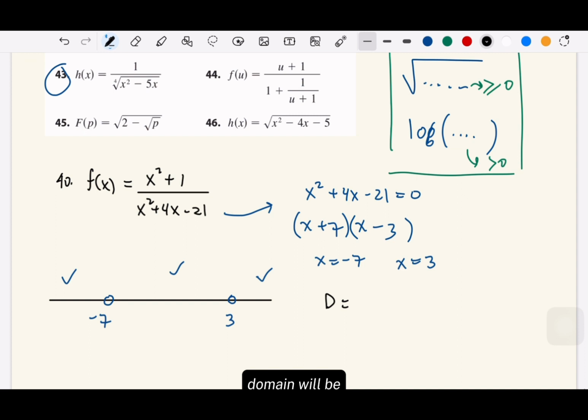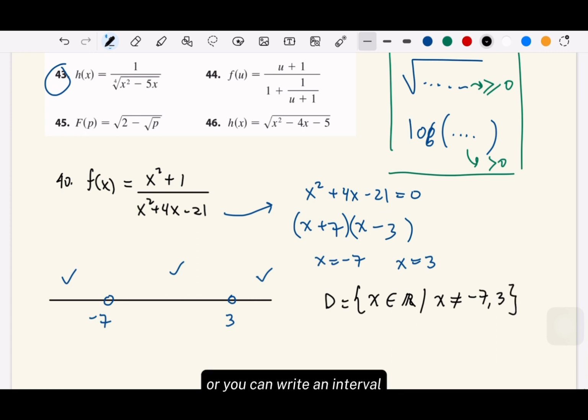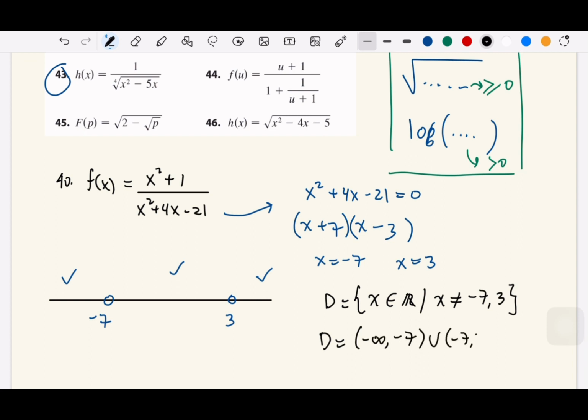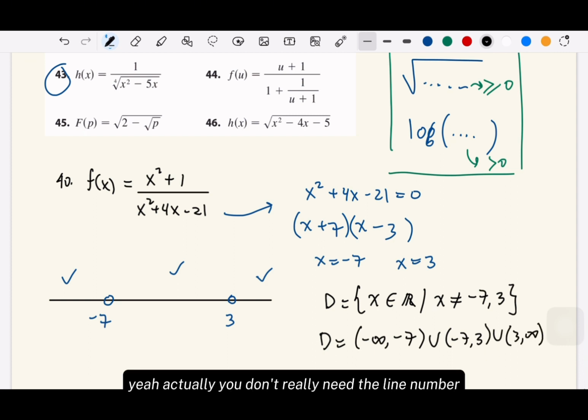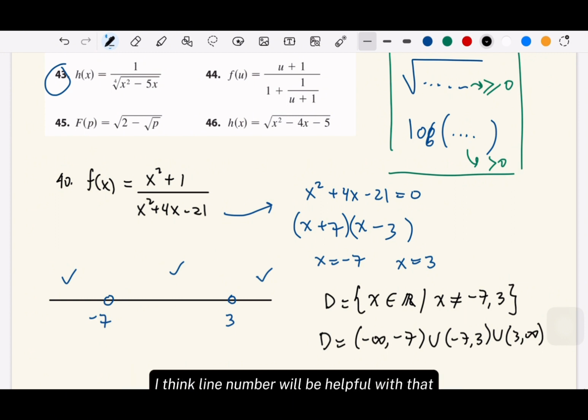the domain will be x, if you want to write it that way, x is all real numbers and x is not equal to negative 7 and 3. You can write it as simple as that, okay? Or you can write an interval. Actually, you don't really need the number line. The number line maybe if you have the square root. If you have a square root, I think the number line will be helpful, but if not, then I think you can step right over here, okay?